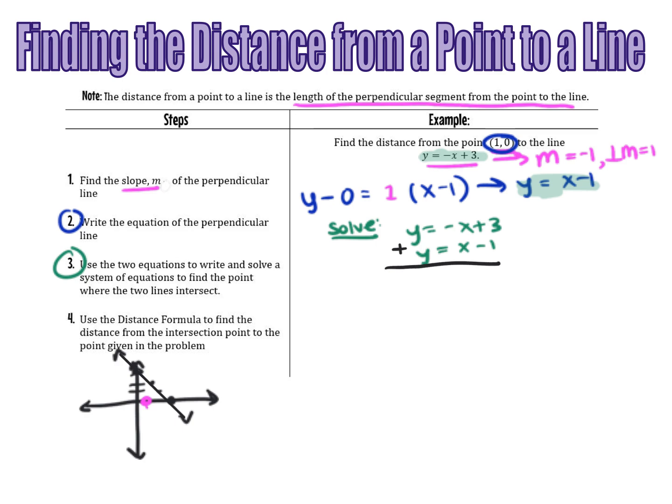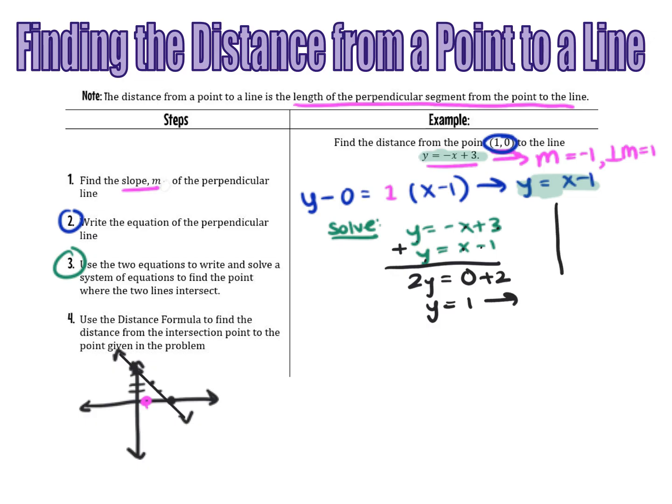I'm going to add these two equations together. If I add y and y, I get 2y. If I add x and negative x, I get 0. If I add 3 and negative 1, I get 2. And if I solve for y, I'm going to divide both sides by 2, which is going to give me that y is equal to 1.